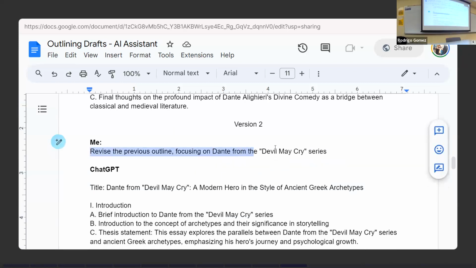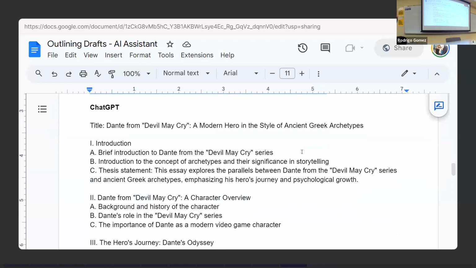I want you to revise this previous outline focusing on Dante from the Devil May Cry series, because this is a video game that the student wanted to write about. See, that's the Dante he wanted to write about. And so now it revised that previous work to give this to the student.